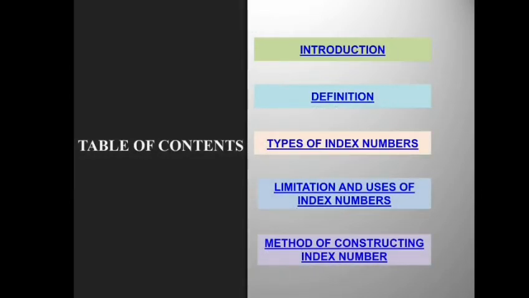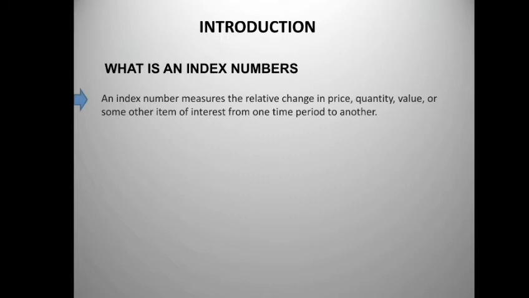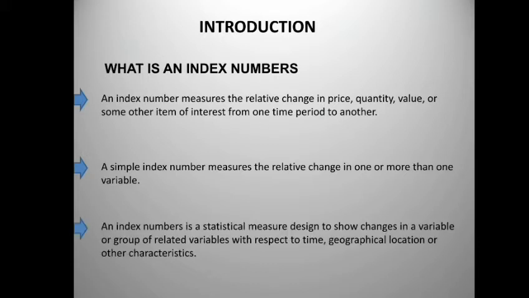So at the table of content, as a first topic we have introduction. What is an index number? An index number measures the relative change in price, quantity, value or some other item of interest from one time period to another. A simple index number measures the relative change in one or more than one variable. An index number is a statistical measure designed to show changes in the variable or group of related variables with respect to time, geographical location or other characteristics.